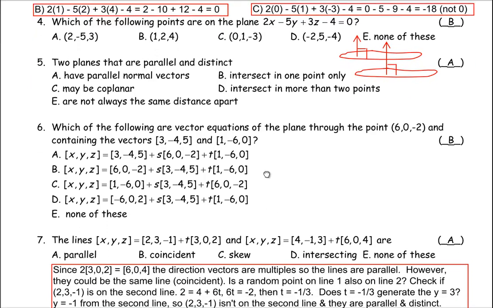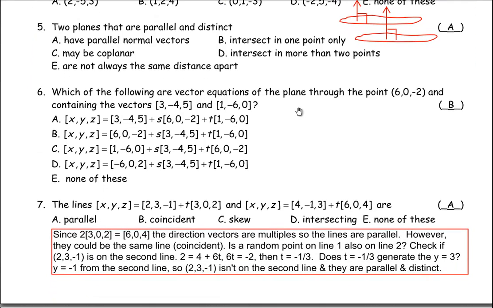For number 6, which of the following are vector equations of the plane through these 3 points? Through this point and containing these 2 vectors. These are not vectors, that's a point. Notice the convention I'm using here. The round brackets actually means a point. The square brackets refers to a vector. And so if we want the vector equation, we need the position vector of a specific point on the plane. So that's why the 6, 0, negative 2 is first.